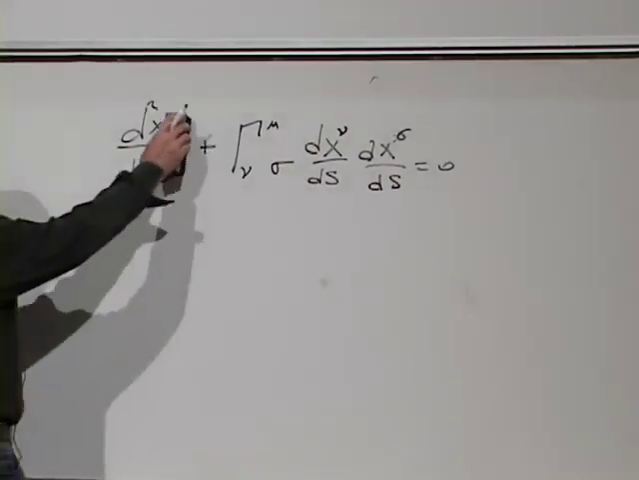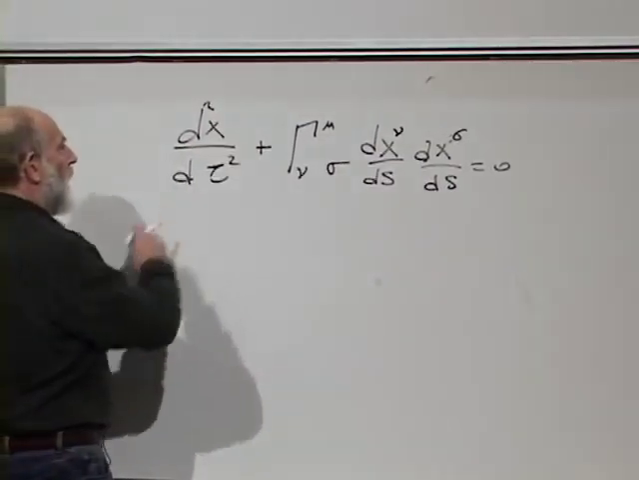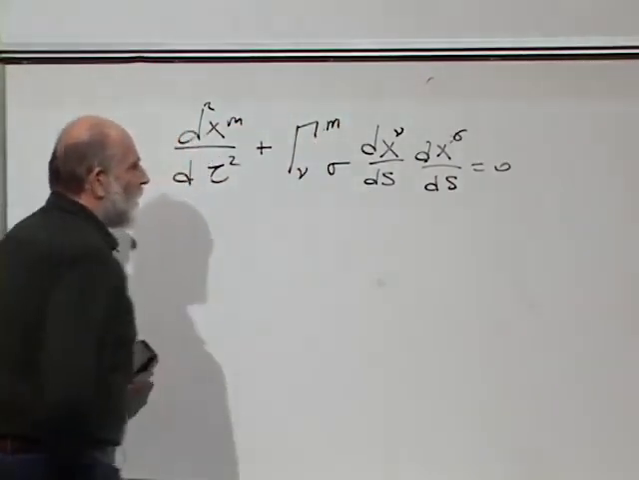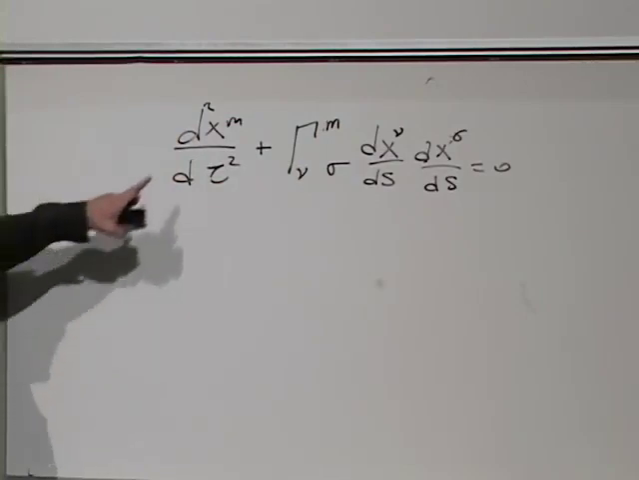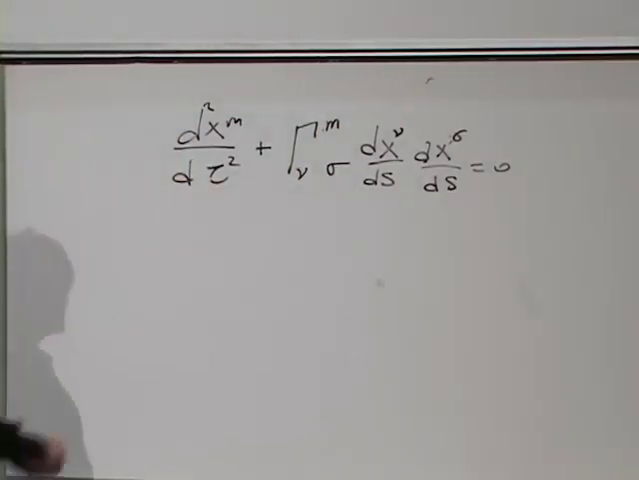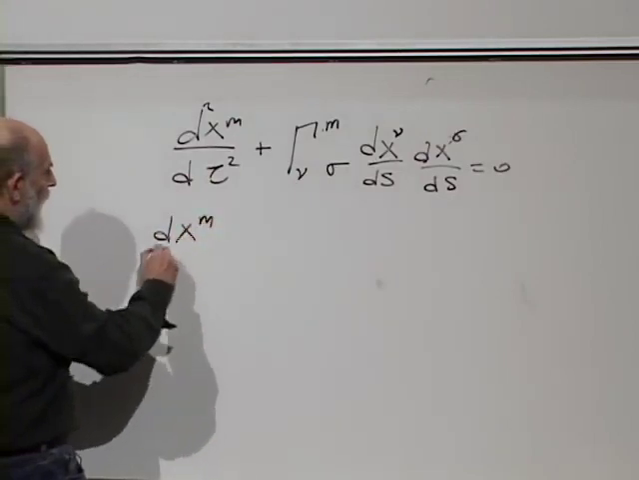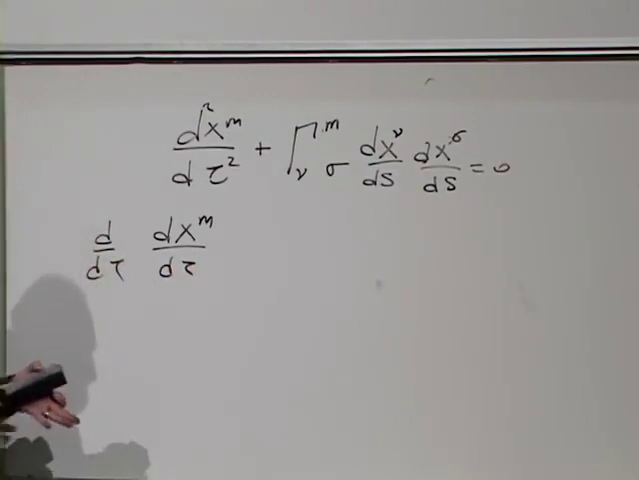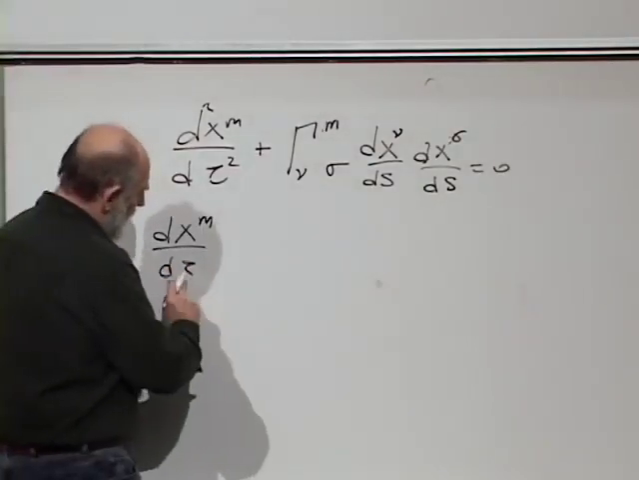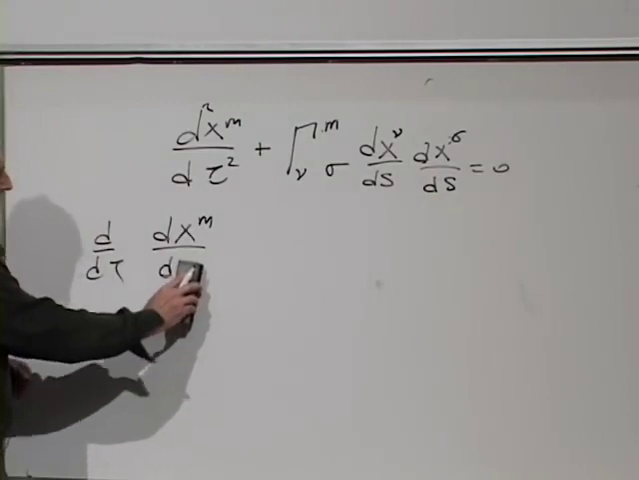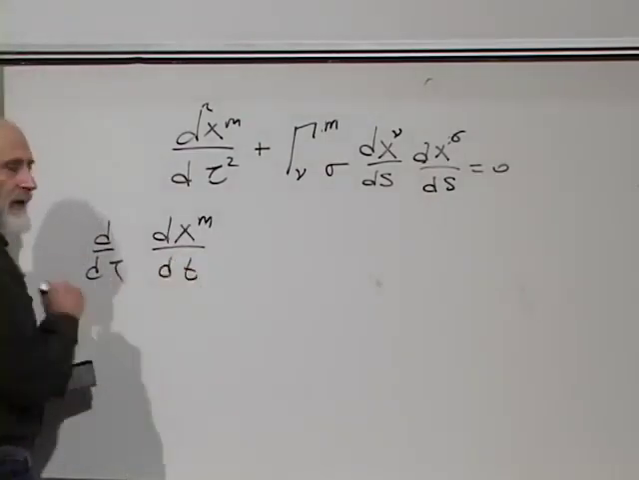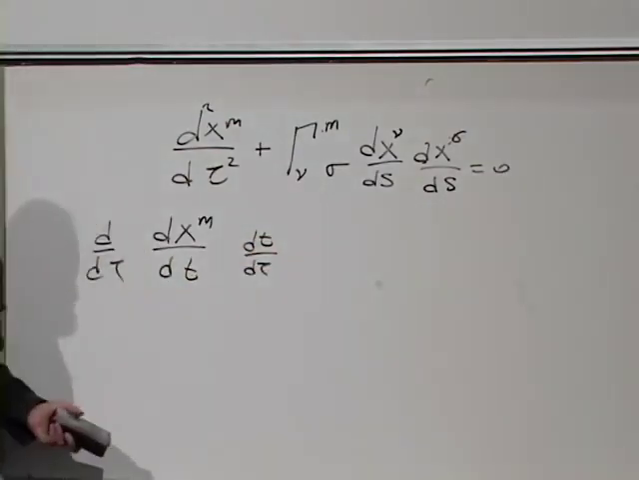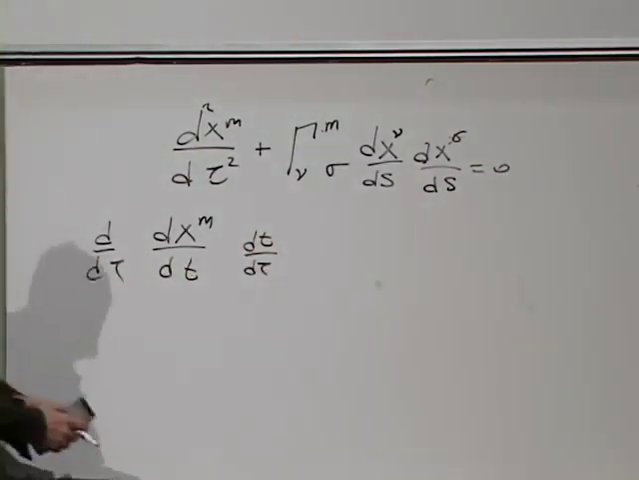So let's, for example, say this is a space-like component. Let's call it m, and the other ones stay the way they are. All right, the first thing we'd have to do is deal with this guy here. This is dx m by d tau, d by d tau. But we simply use the rule that differentiating with respect to tau is the same as differentiating with respect to t, and then multiplying by dt d tau. But what is dt d tau?